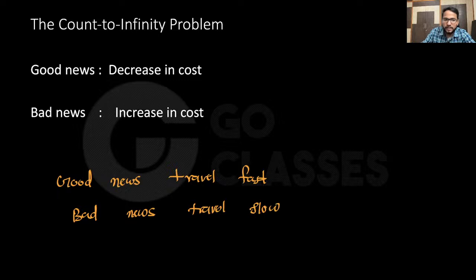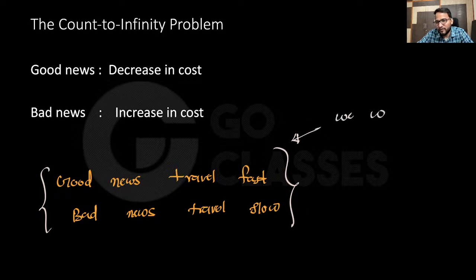Now you might be thinking that it is a good thing, right? I mean, why is it a problem? If good news is traveling fast and bad news is traveling slow, why is it a problem? It is even a good thing. No, I want both of the news to travel fast. Okay, we want both of the news to travel fast.